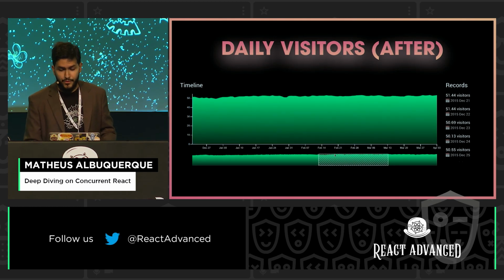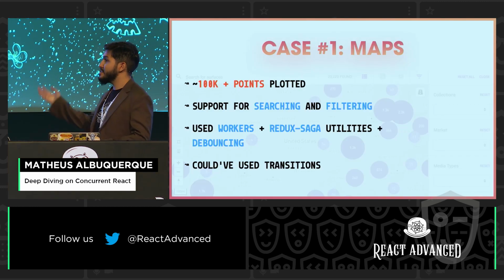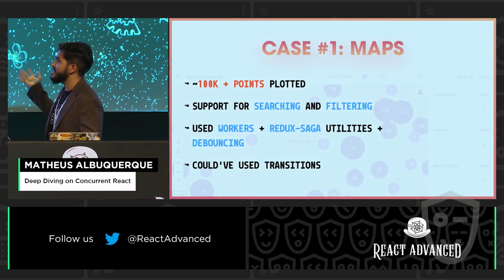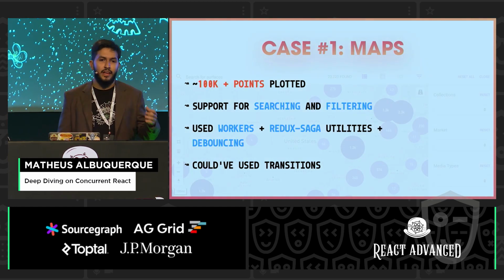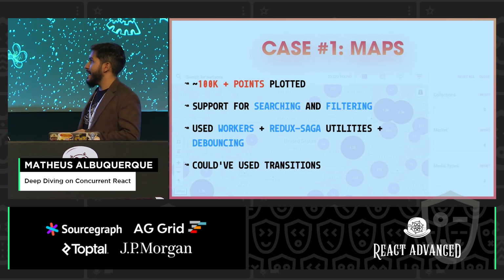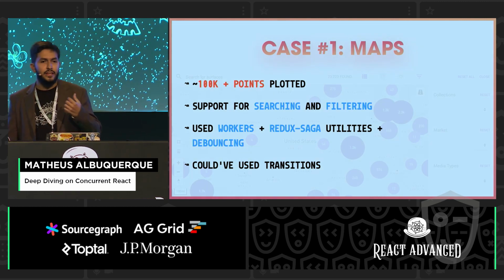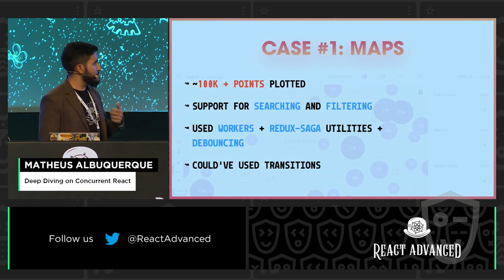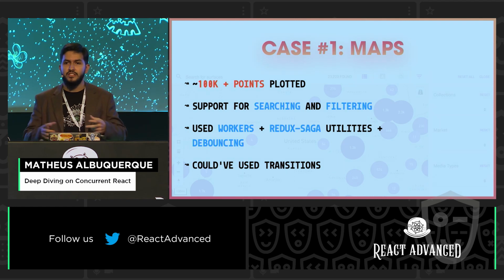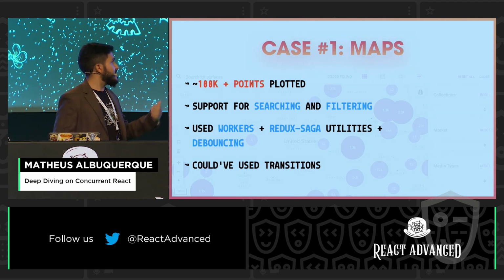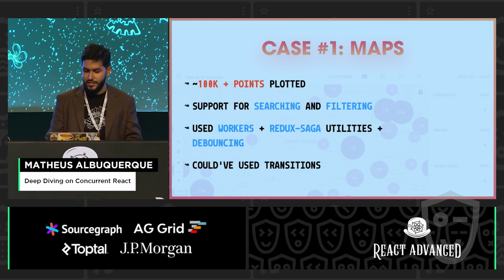And when I first saw transitions, I wished I could go back in time. For example, I was working on an app about 5 or 6 years ago where we had about 100,000 data points plotted on a map. And not only that, we had to support searching and filtering. Back then, we used workers to process a lot of data, and we used Redux Saga and its utilities to optimize things, even debouncing, but we could have optimized a lot of it just using transitions.